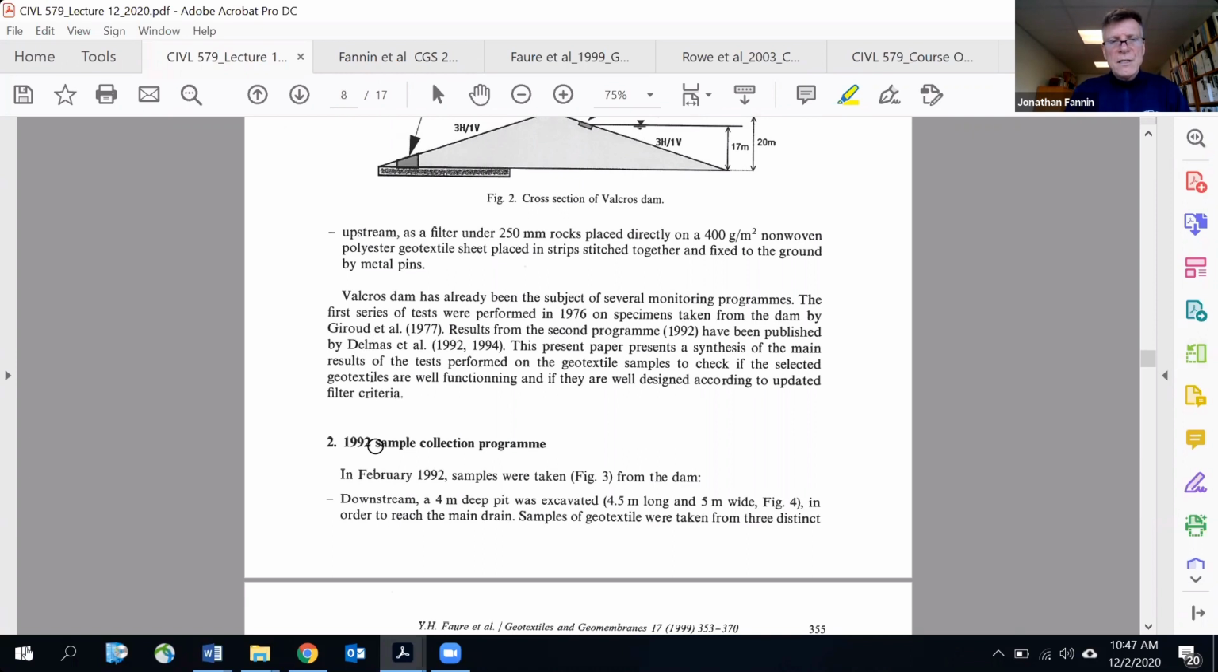So Delmas went in 1992 and sampled the materials. And that was to complement work that had been done in 1976. So Valcross Dam has been the subject of several investigations. Specimens of the geosynthetic were taken by Giroux himself in 1976, and then a second grabbing of coupons of the geotextile in 1992 and written up there. And that's where the 21 years is coming from, the 1970s construction and the 1992 program.